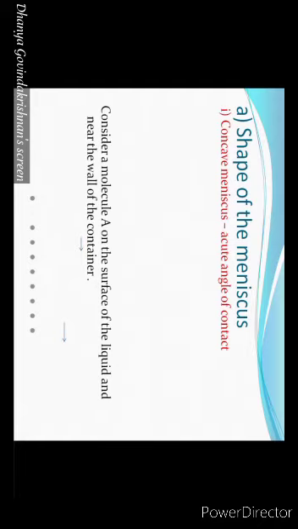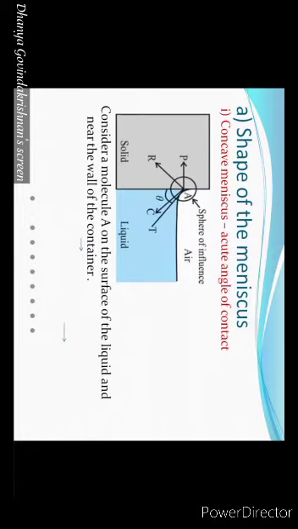So consider a molecule A at the surface of the liquid near the wall of the container. This is the diagram. Near to the wall of the glass, the grey part is the solid part and the blue part is the liquid part. Now let us consider a molecule A here. This molecule A is in contact with the solid, the free surface.